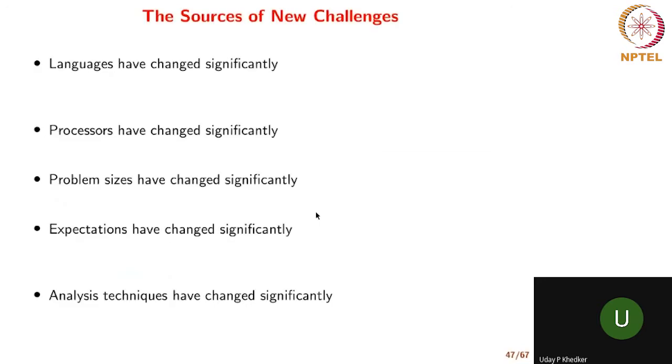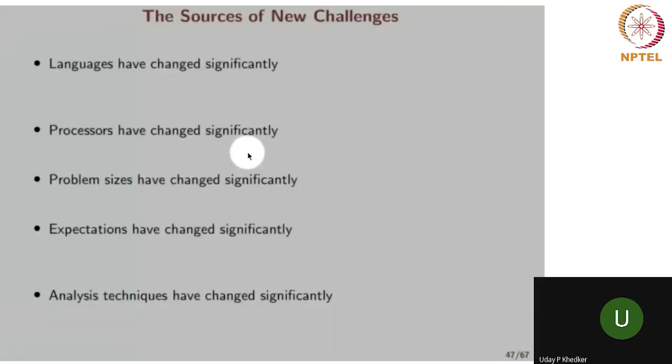We talked about the challenges faced by John Backus and his team, and let's talk about the challenges that we face today. These are the reasons why modern compilers, in spite of being very powerful, also have to face several challenges. First, the languages have changed significantly. They haven't remained as simple as Fortran. Processors have changed significantly. Problem sizes have changed significantly. Expectations from compilers have changed significantly. Analysis techniques and compiler technology itself have changed significantly.